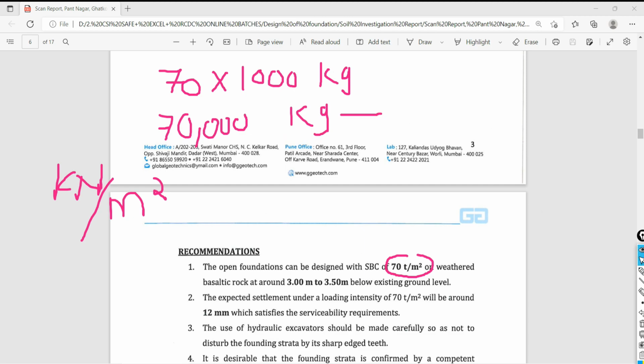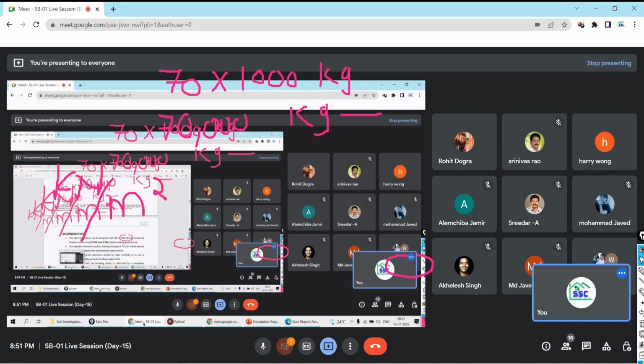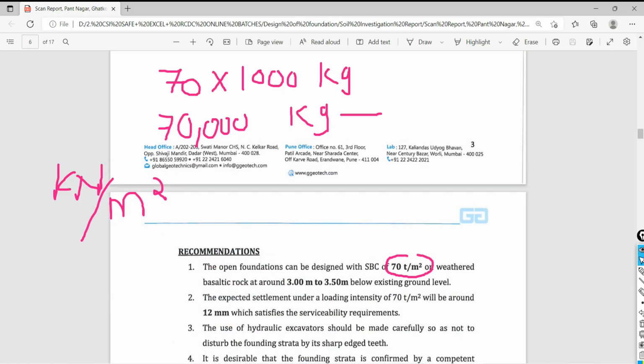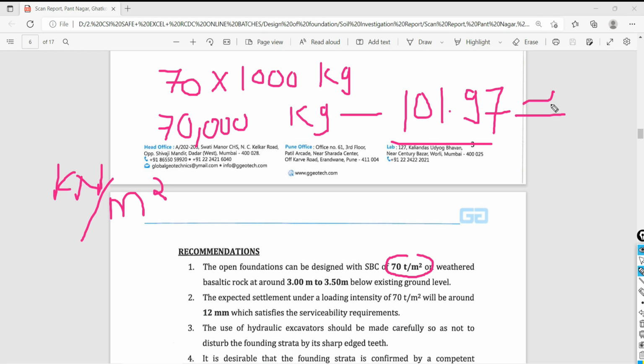All our previous ETABS batch students should answer. What is the conversion factor from kg to kilonewton? The exact conversion factor is 101.97. Exactly, 101.97 is the actual conversion factor. But for approximation, most engineers consider what? 100 only. That is also correct. So I am going to take 100.